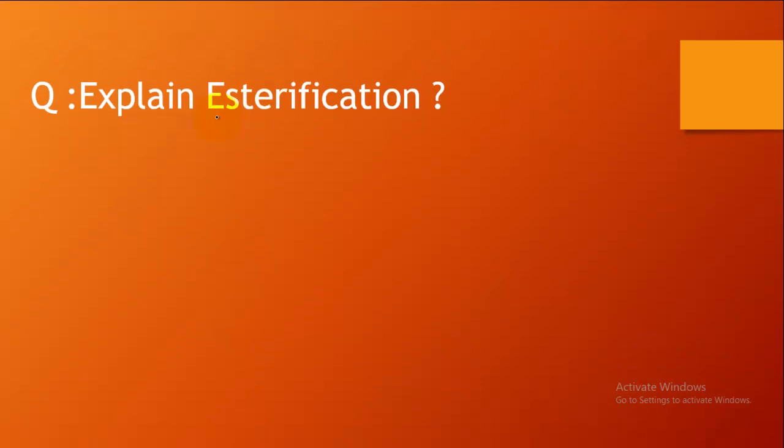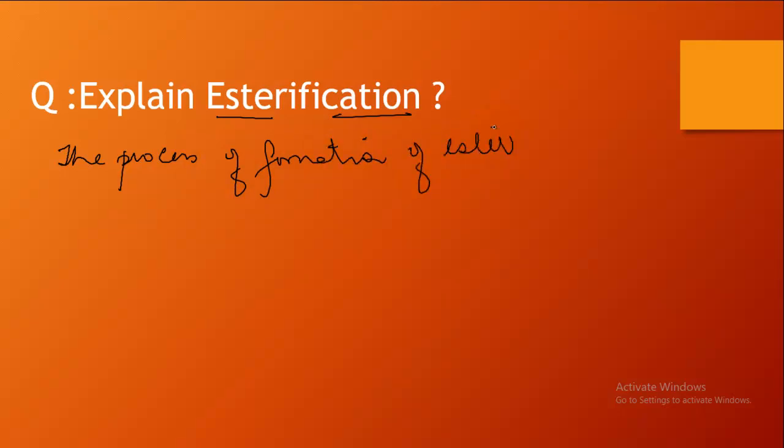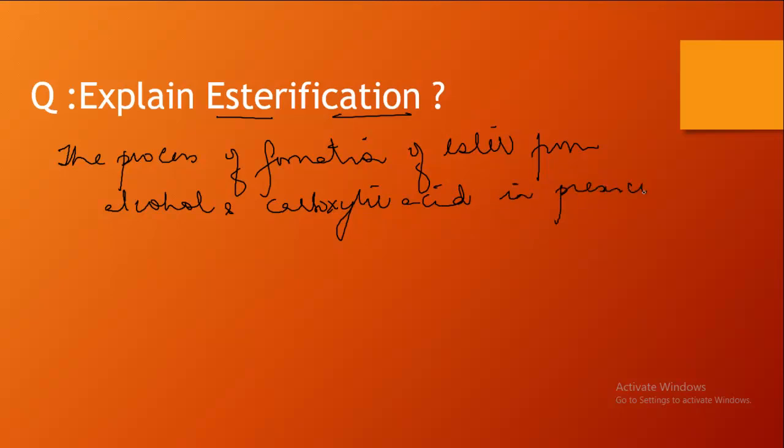Another question is, explain esterification. The first thing is that we are going to define it. Esterification is the process of formation of ester. From which substances is the ester formed? It is the process of formation of ester from alcohol and carboxylic acid. And one necessary condition is the presence of concentrated sulfuric acid, which acts as a dehydrating agent in this reaction.